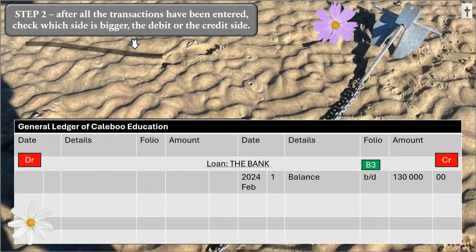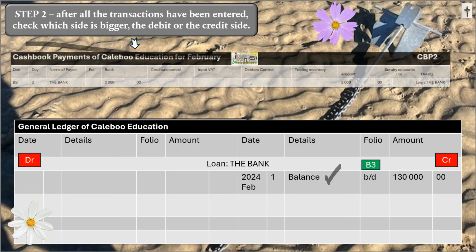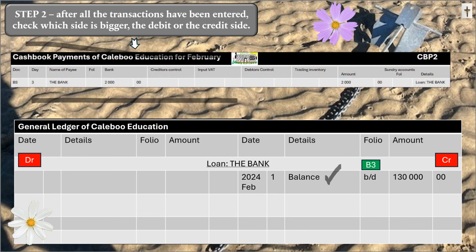Step number 2. After all the transactions have been entered, check which side is bigger. So we've entered the opening balance. Now we need to go through the journals and we need to enter the other transactions which relate to the loan, which occurred during February. And here I took an extract from the cash payments journal of Calibre Education for February. It says there that 2,000 Rand was paid back on the loan.